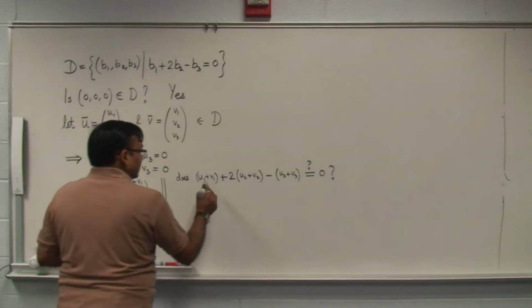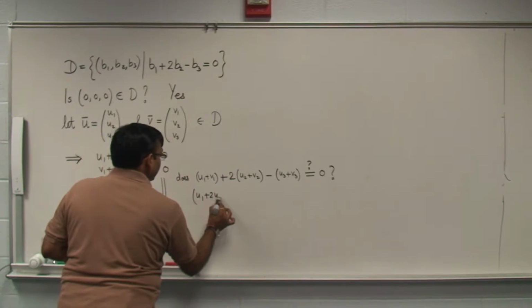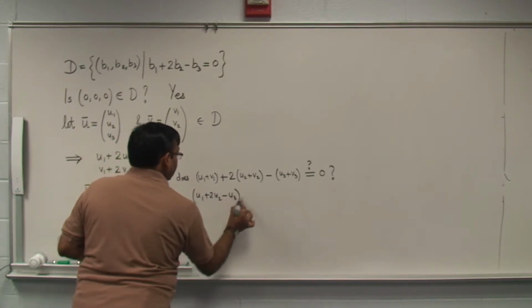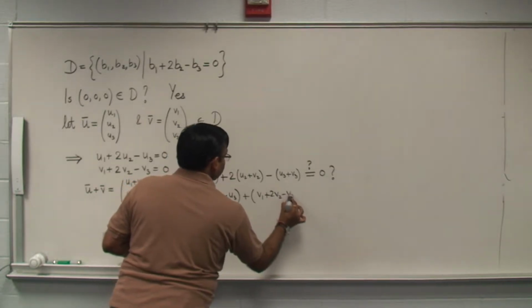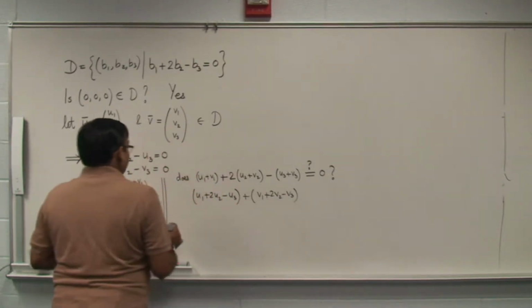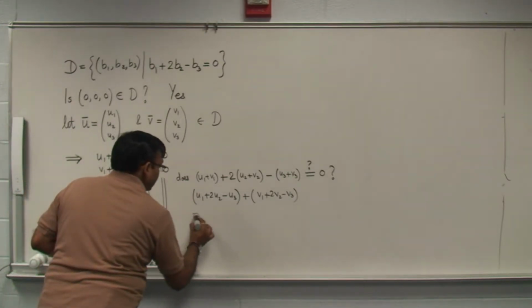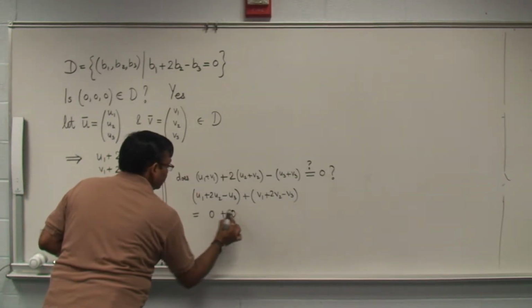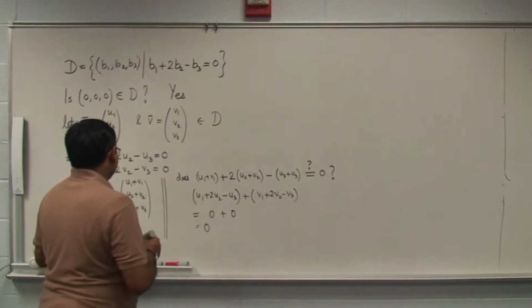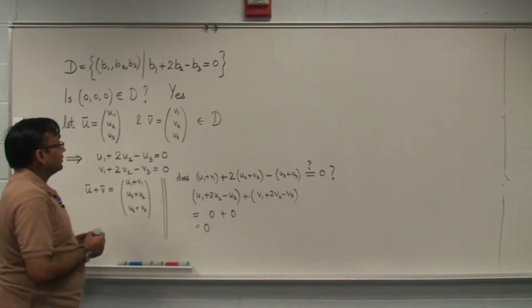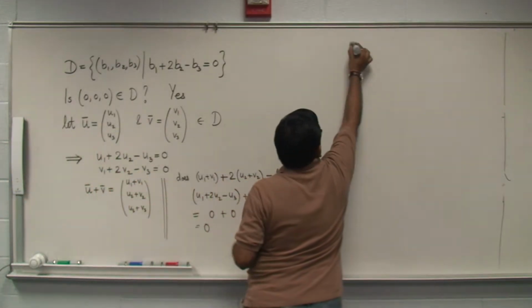Now, let us look at the left hand side. Can I rearrange the left hand side as u1 plus 2u2 minus u3 plus v1 plus 2v2 minus v3? But we already know that these two expressions are 0 because of the membership in D. So now we know that the components of the sum vector also satisfy the same equation. Hence, it is closed under addition.